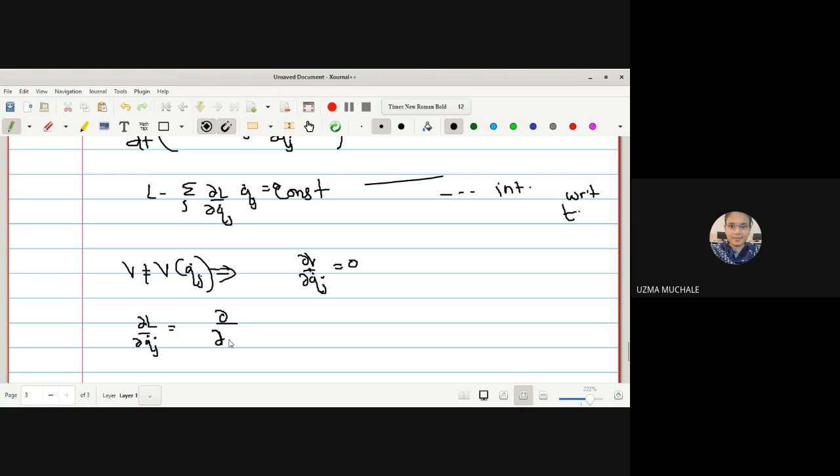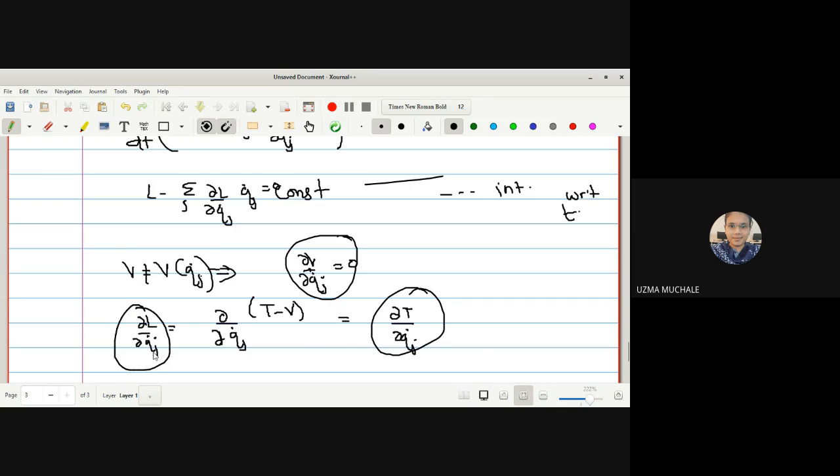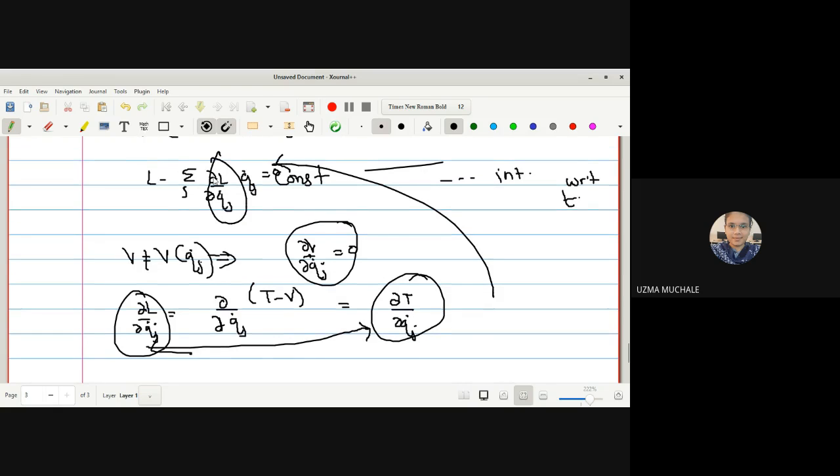Now dou L by dou qj dot is equal to dou T by dou qj dot, where L is nothing but T minus V. So directly I can write this as dou T by dou qj dot, because dou V by dou qj dot will be 0, since in the case of a conservative system the potential energy is not a function of generalized velocity. So dou L by dou qj dot is nothing but dou T by dou qj dot. Now we substitute this in this equation.